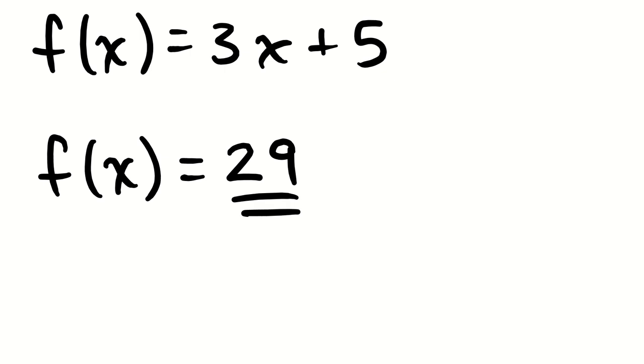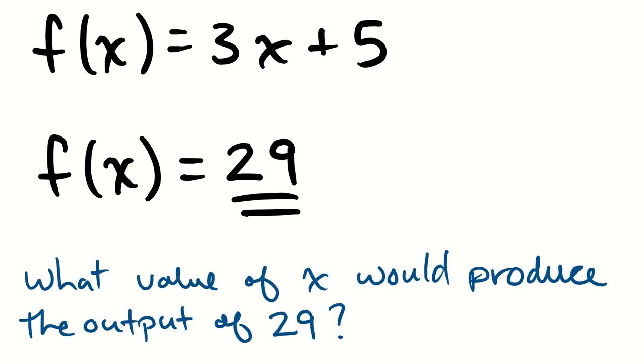And the thing I want to look at here is a problem that goes in the opposite direction. So my question is, what value of x would force this function to give me an output of 29? Say it another way: what x can be my input that would give me an output of 29? In fact, let me write that down. What value of x would produce the output of 29?